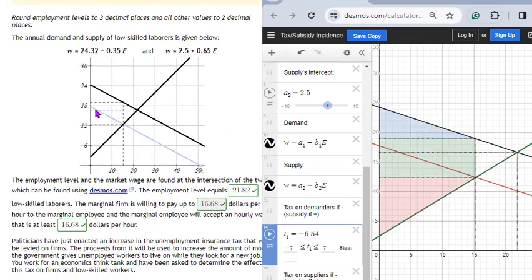This upper rectangle is this green upper rectangle between these dashed lines. And this lower rectangle, right, is this lower rectangle here, right? This bigger green rectangle is the employee tax burden, and this smaller green rectangle is the employer tax burden.